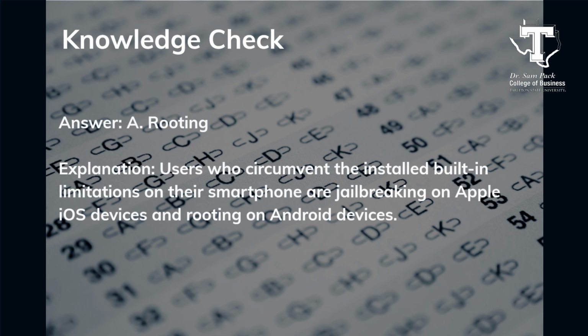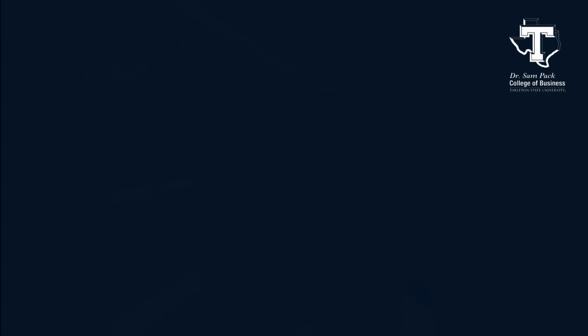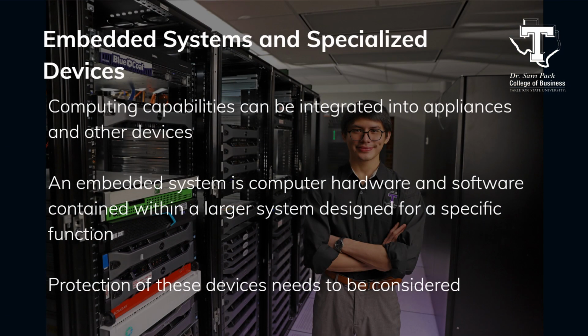Users who circumvent the built-in limitations on their smartphone are jailbreaking on Apple iOS devices and rooting on Android devices. Now, let's shift to embedded systems and specialized devices. These include hardware and software integrated into larger systems for specific functions. Common examples are Raspberry Pi, Arduino, and System on a Chip (SoC). These devices often use a real-time operating system, RTOS.